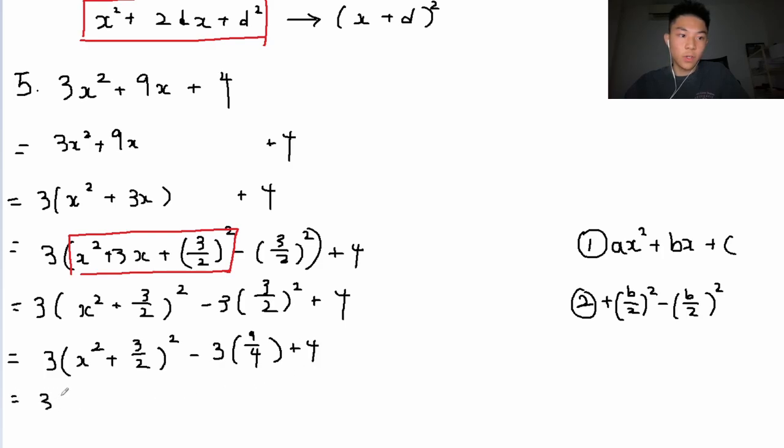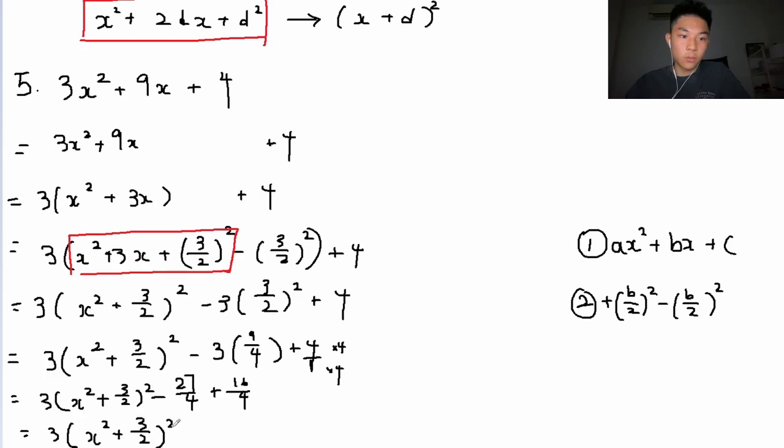So we get 3(x + 3/2)² − 3 × 9/4, that's 27/4. And then our 4, that's 4/1, so let's rewrite it as 16/4. We multiply by 4 on both sides. So we get 3(x + 3/2)² − (27 + 16)/4... that is, 27 − 16, that's − 11 over 4. The bottom stays the same, and that's our answer.